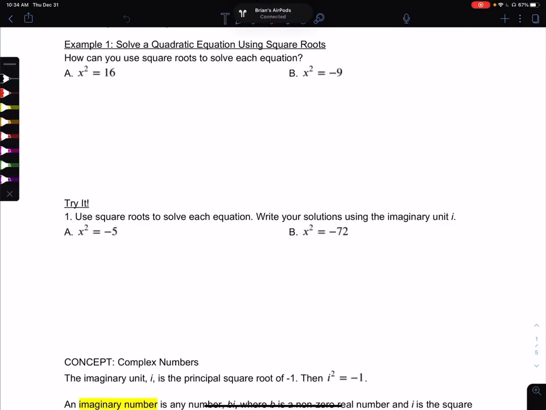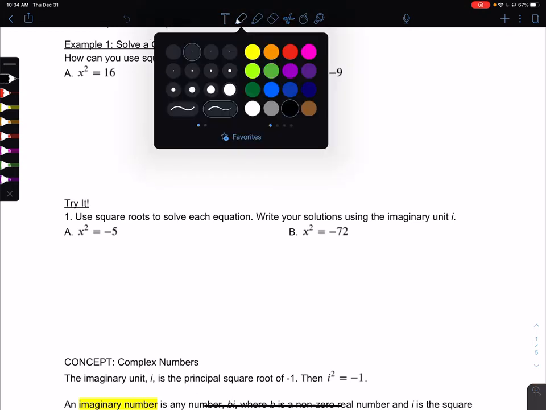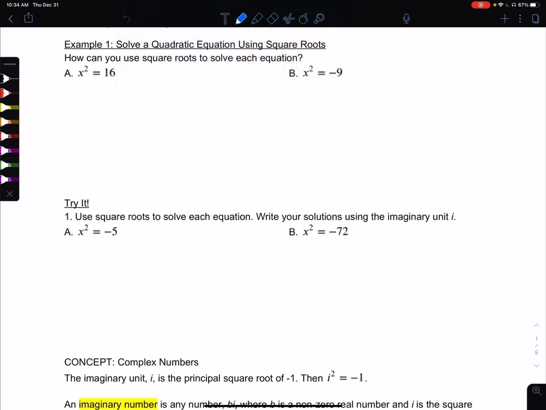In this video, we're going to look at example 1, where we solve a quadratic equation using square roots, and we are going to introduce the imaginary unit i. So part A, they're asking us, how can you use square roots to solve each equation?